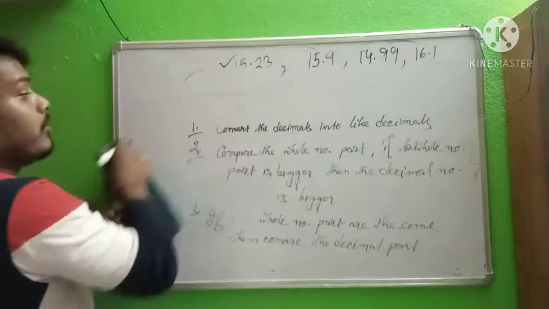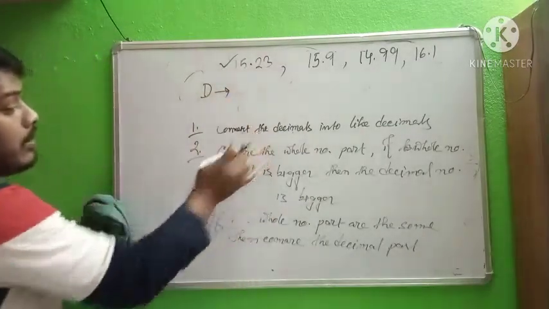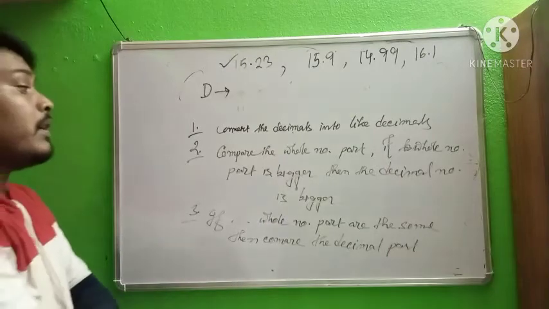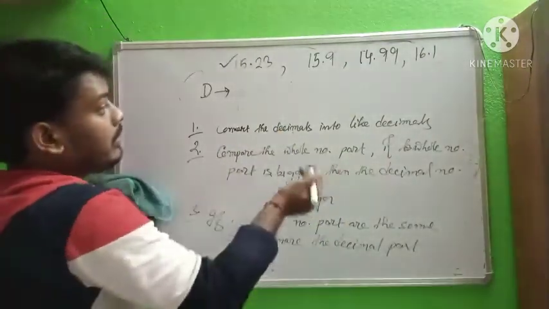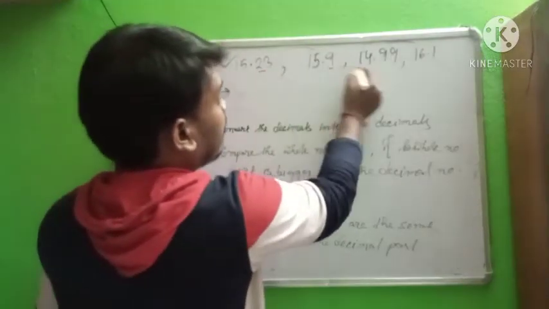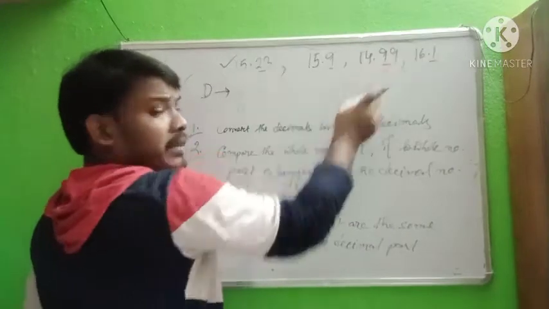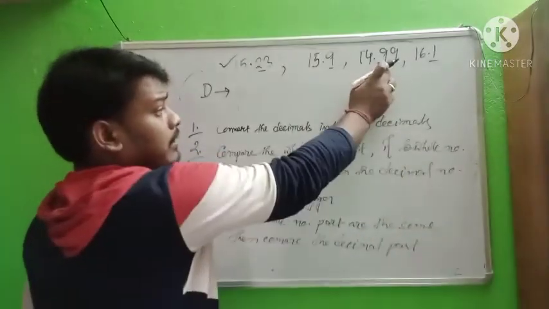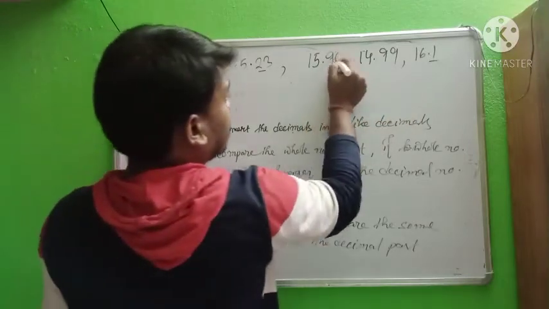So it is descending order. What is the first step? Convert the decimals into like decimals. So 2 dp, 1 dp, 2 dp, 1 dp. So 2 dp is the bigger number of decimal places. So make all the decimal numbers 2 dp. So add 0 0.